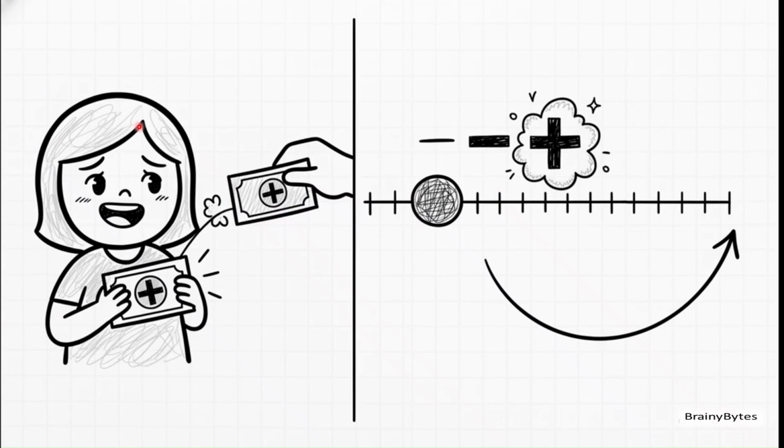So here it is, the big reveal. Subtracting a negative number is the exact same thing as adding a positive. Think about it in terms of money. If I tell you that I'm going to take away an $8 debt that you have, what just happened? You're actually $8 richer, right? You just gained money. That's why subtracting a negative number on our number line actually moves you to the right, toward the bigger, more positive numbers.